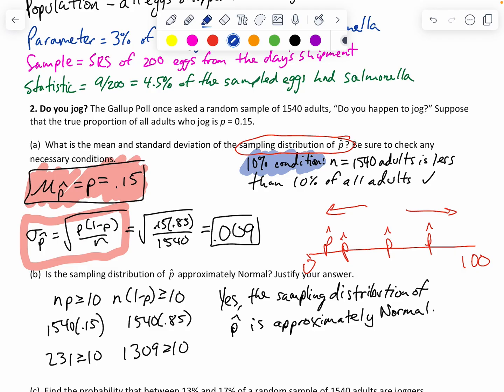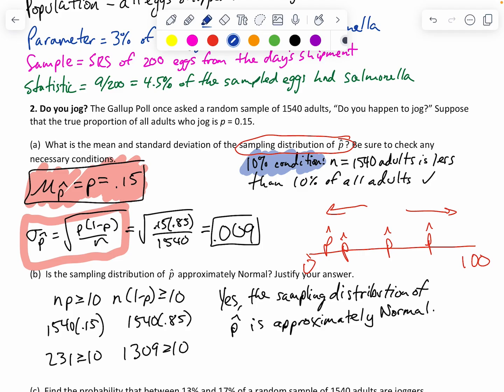We're talking about 1,540 adults. They don't tell us who we're asking, but we can assume a large population of people, even a small city or a state or a county or a country. Obviously, 1,540 will be less than 10%, because as long as you have 15,000 adults in that area, you're good. Even a small city probably has at least that many adults. So because we checked that, we're able to do the calculation here, and we get that the standard deviation is 0.009, again using the formula given to us on the formula sheet.